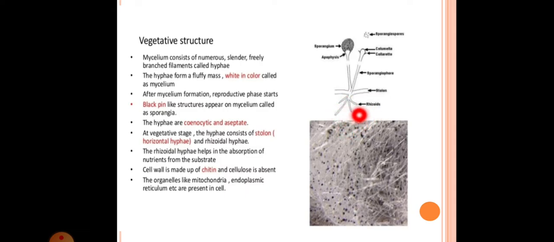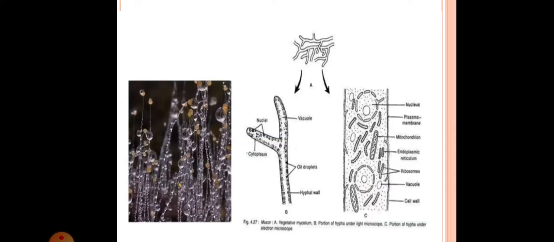And then the cell wall is made up of chitin. So the cell wall of this mucor is made up of chitin, and cellulose is absent in this mucor. And organelles like mitochondria, endoplasmic reticulum, etc. are present in the cell. So the organelles are present. Next, you can see here the structure of mycelium.